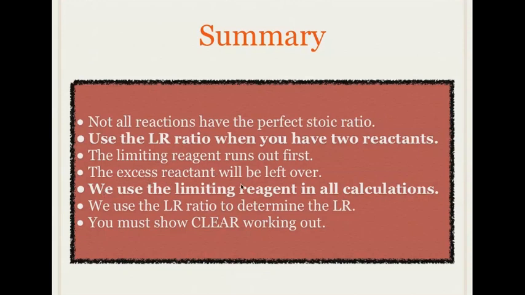We use a limiting reagent in all calculations. So you've looked at the examples and you'll understand that when we're calculating how much is going to be produced, we use the moles of our limiting reagent. We use a limiting reagent ratio to determine the limiting reagent, and each time you must show clear working out, just like I did in my examples. It's very clear how I wrote down what I was calculating in each step, so it's very clear when you go over it, and it's very easy to understand.